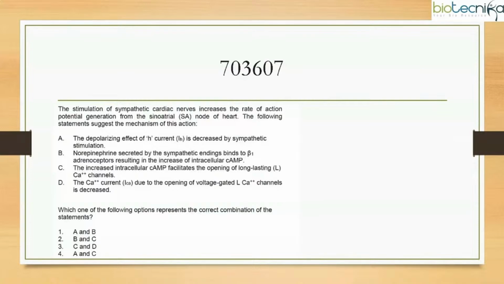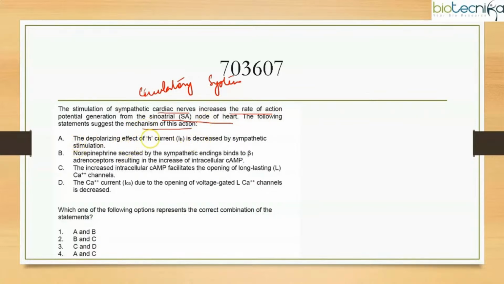So the first question in part C from the morning session is 703607. As we can see, the question is from the circulatory system, so that is well expected. Let us see how to solve this question. The stimulation of sympathetic cardiac nerves increases the rate of action potential generation from the SA node of the heart. The following statements suggest the mechanism of this action.